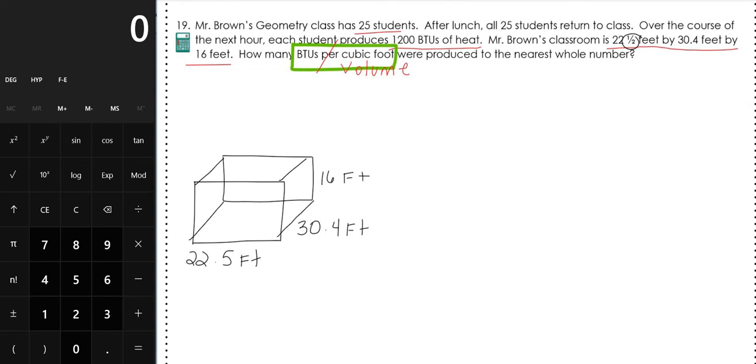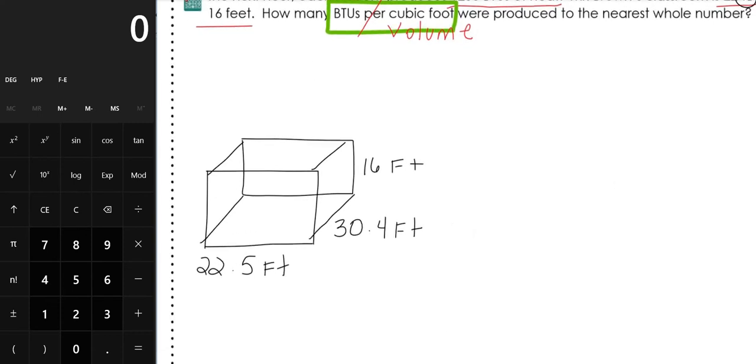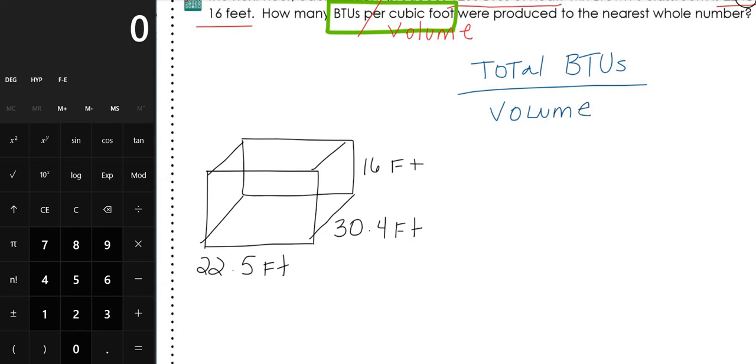Now, my goal is to get BTUs divided by cubic feet. So I'm going to start setting up what I need to do. I'm going to zoom in just a little bit here. Okay, so I need to do total BTUs divided by volume. Now, for total BTUs, I have to remember there are 25 students. So I need to do 25 times however much one student produced in BTU. So 25 times one student.